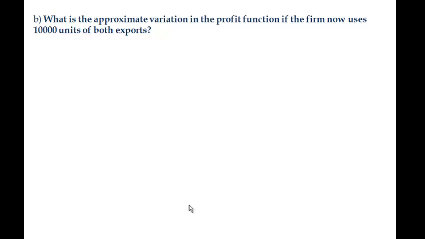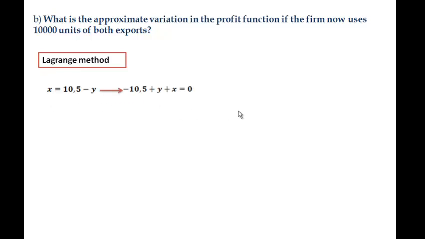Now it's time to solve the second part of the problem. What is the approximate variation in the profit function if the firm now uses 10,000 units of both exports? We need to use the Lagrange method. The Lagrange method introduces another variable inside the objective function to obtain the solutions. How to do it? We need to make all restrictions equal to 0 and introduce the Lagrange multiplier.